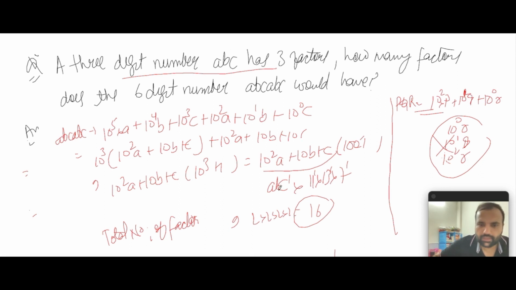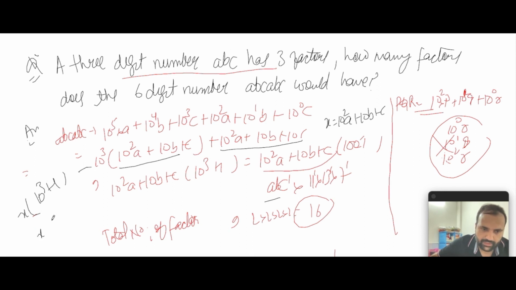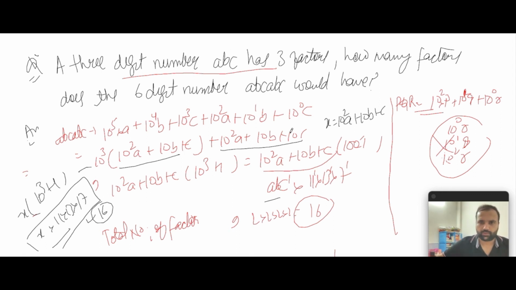Now many of you might have inconvenience in understanding this part. So instead of over here, see these are common, so can we consider, let's say, x equal to 10 square A plus 10B plus C. If we consider this, then from here we would get x into 10 to the power 3 plus 1. We would have x, and we would have into 11 into 13 into 7. Now calculate the total number of factors. It will be 16. Just for explanation, just for demo, you may do it any way you want.